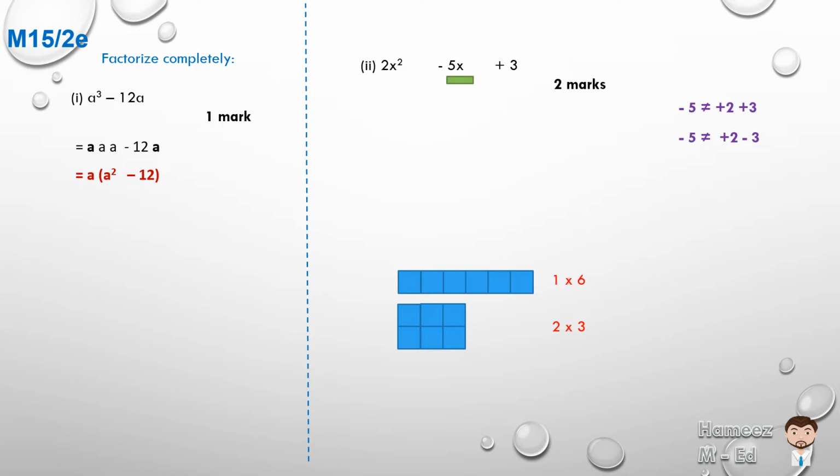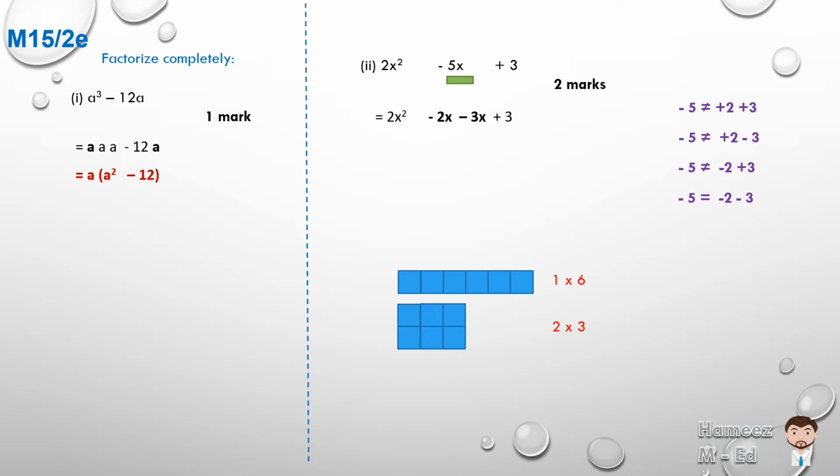In the next case, if we switch the signs again, we say minus 5. That is not equal to minus 2 plus 3. Because that works out to be plus 1. And if we switch the signs again for the 4th time, minus 5, is that equal to minus 2 minus 3? Yes, it works. So as such, we can replace the middle term, minus 5x, by minus 2x minus 3x. So let's rewrite the line. So from 3 terms, let's go to 4 terms. So that first line will be equal to 2x squared minus 2x minus 3x plus 3.